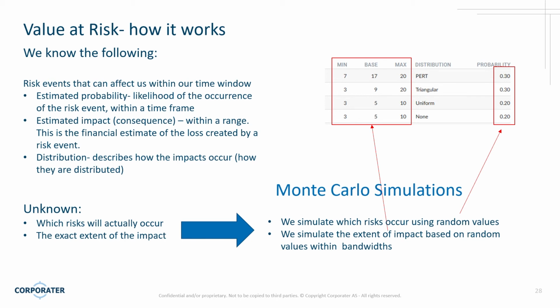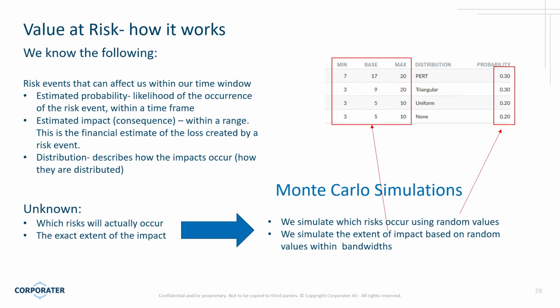And one important thing to keep in mind is to remember that we are not trying to predict which specific events will occur. We cannot predict these. But based on the laws of probability, we know that some risk events actually will occur. And we know that if they occur, there might be a financial impact. But again, we don't know exactly what that financial impact is. So we're modeling it usually on a bandwidth. So we simulate that data as well by using random values.